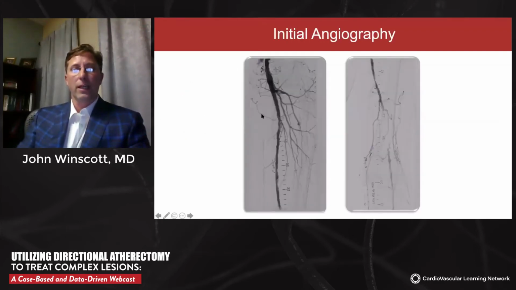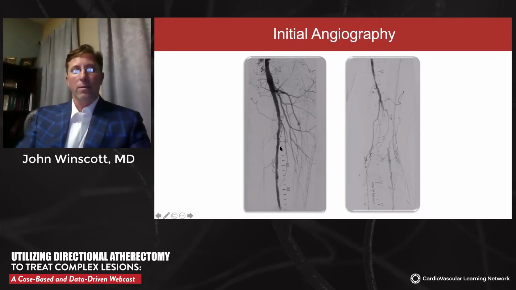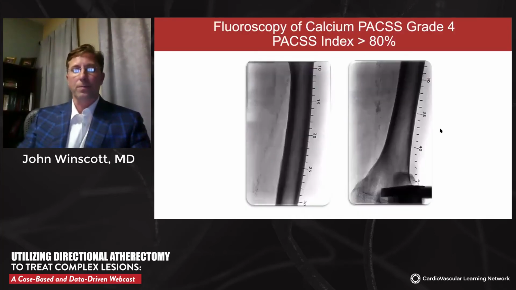And you can see again a left lower extremity, a patent proximal SFA, and a small profunda, but fairly free of disease. The common femoral has mild disease, some moderate disease of the mid SFA, severe disease in the distal SFA, complete occlusion of the distal SFA and proximal popliteal, with reconstitution of the P2 segment of the popliteal.